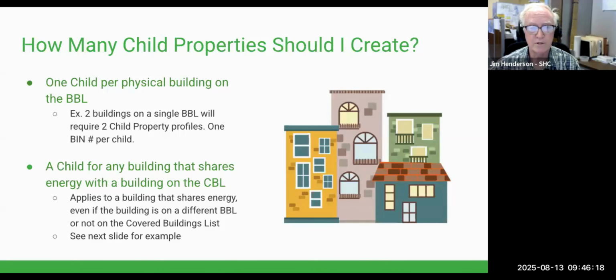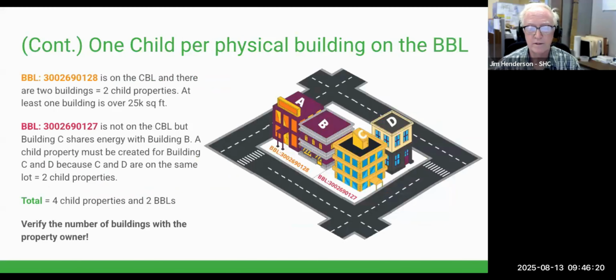All right, let's look at an example. So here we have 2 buildings on the BBL that ends with 0128, and at least one of the buildings is over 25,000 square feet. The BBL ending with 0127 is not on the CBL, but building C shares energy with building B. And in this scenario, the child property must be created for building C and D because C and D are on the same lot. So this campus will include 4 child properties, 1 parent, and I'll have 2 BBLs and 4 bins.